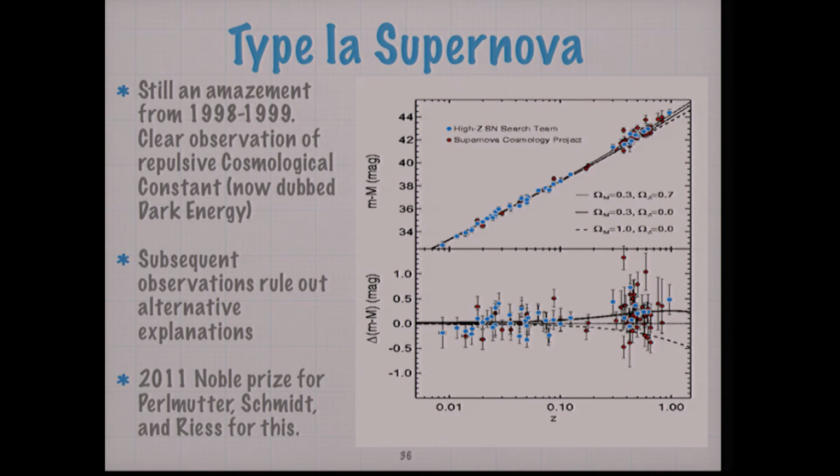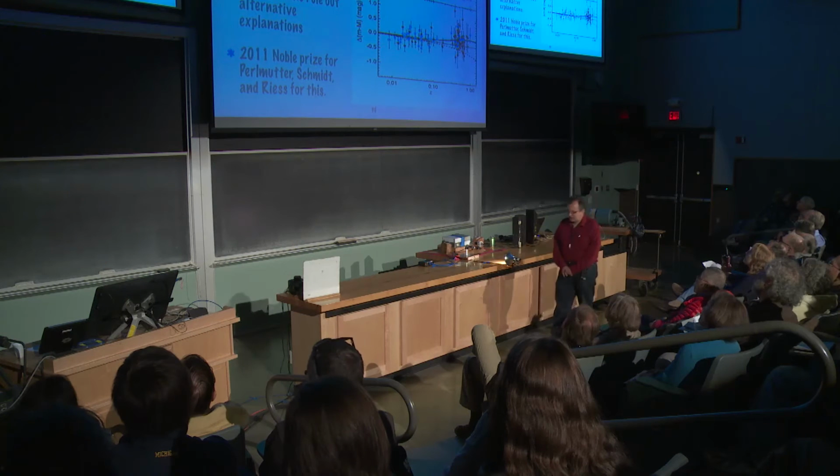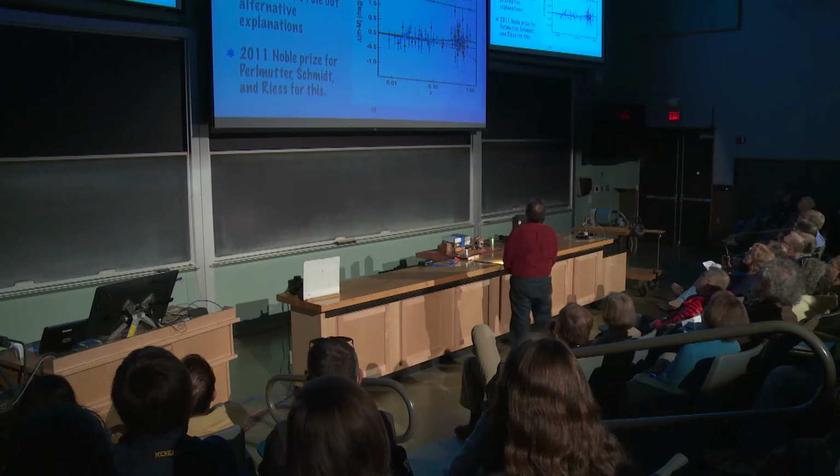So people did what I said. They said, hey, look, type 1a supernovae are great. They're standardized candles. Let's go make the Hubble diagram with type 1a supernovae. This was done in 1998 and 1999, and it was a clear observation of a repulsive cosmological constant, which now gets the name of dark energy. The plots over there show it.